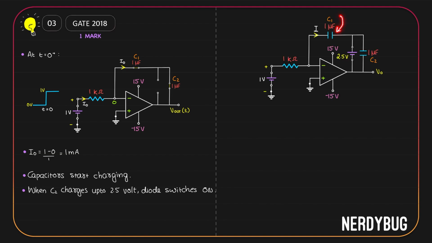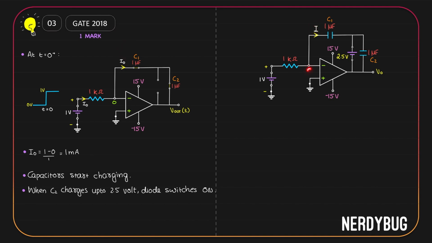Capacitor C1 is over here. Capacitor C2 is also over here. Since the potential across C2 became greater than 2.5 volt, the diode switched on, and because of that I modeled it as a cell whose potential is 2.5 volt. As the capacitors charge, obviously the current will decrease. So I am calling the current I. I naught was the initial value of I.